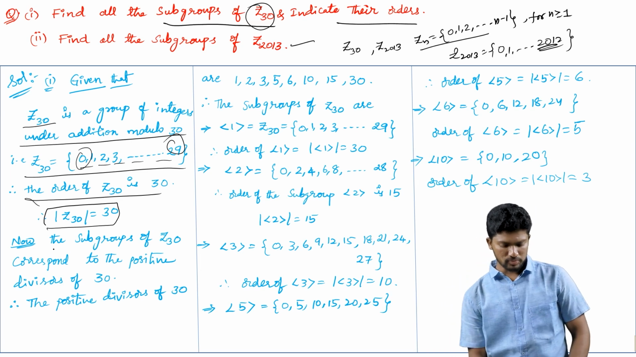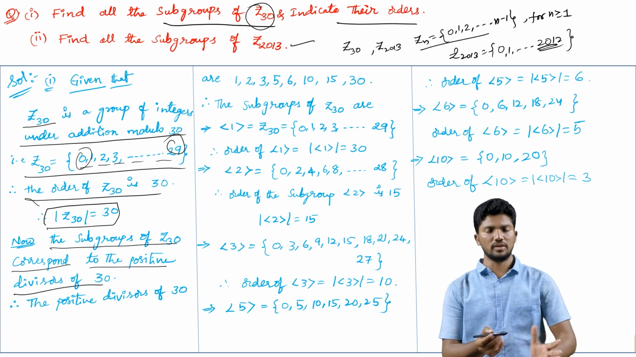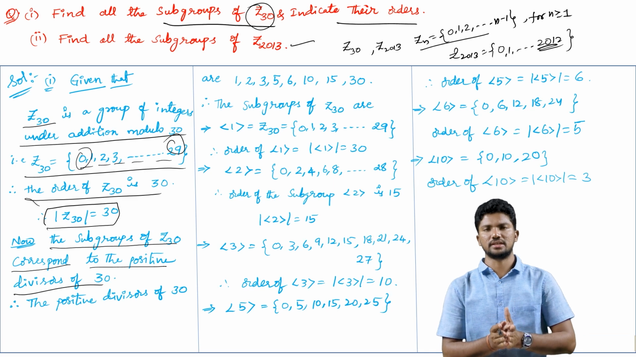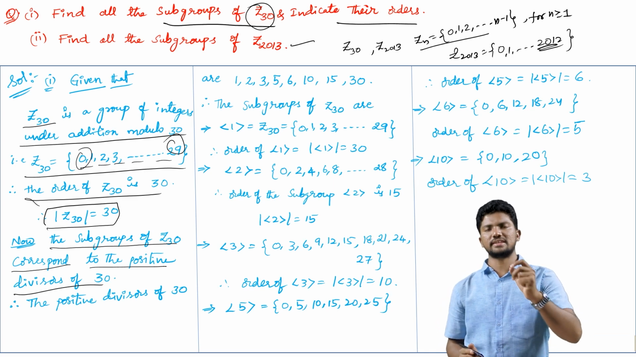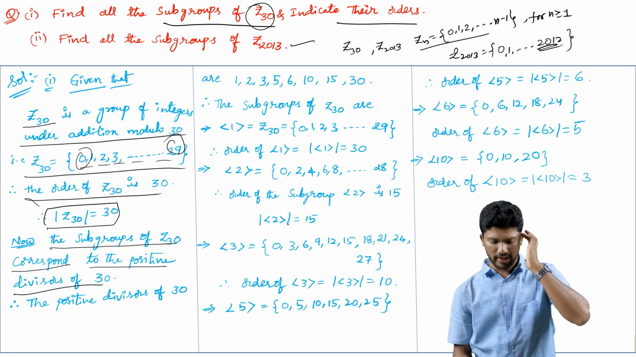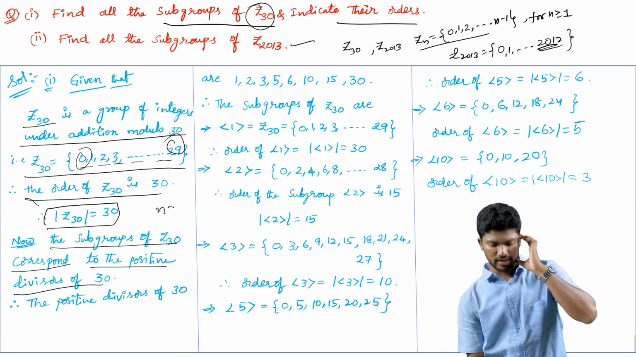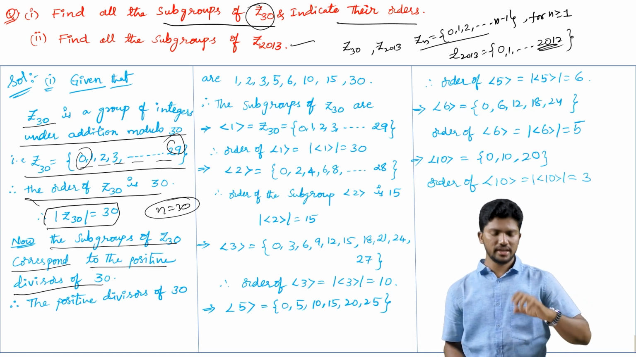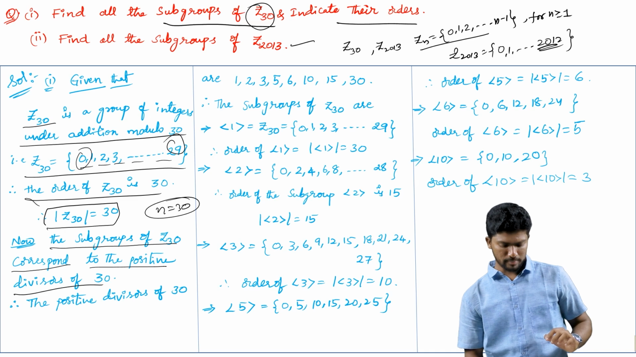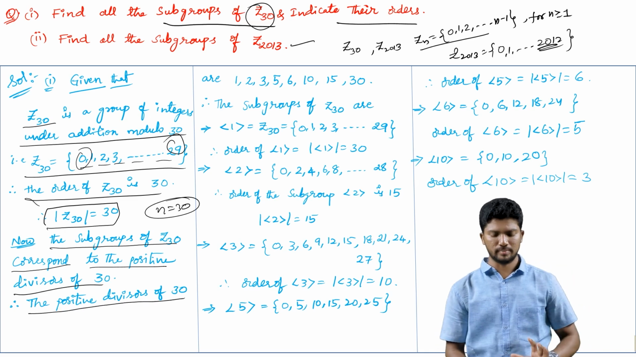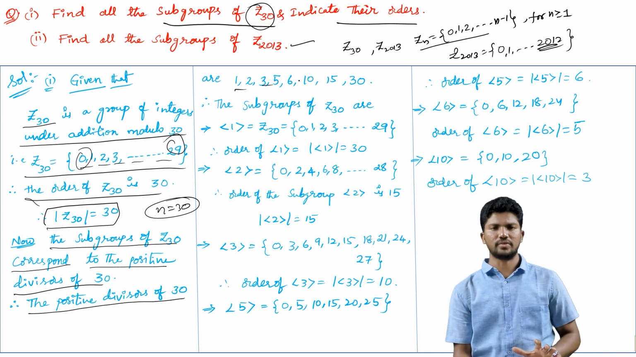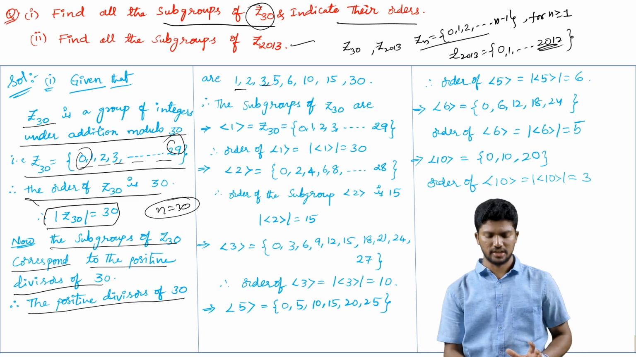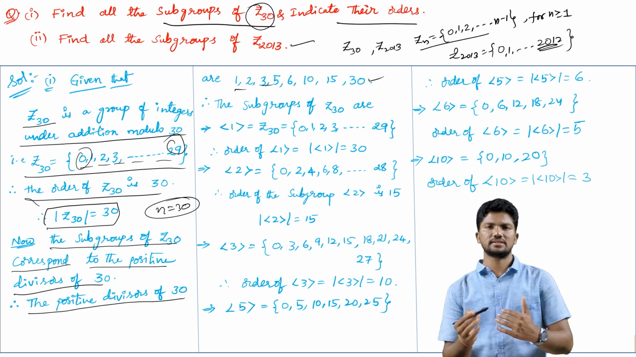Now the subgroups of Z suffix 30 correspond to the positive divisors of 30. We have to find the subgroups of Z suffix 30. Whatever the suffix value is, we have to find the positive divisors of that number. Here n is equal to 30. So the positive divisors of 30 are given by 1, 2, 3, 5, 6, 10, 15, 30. These are the positive divisors of 30.